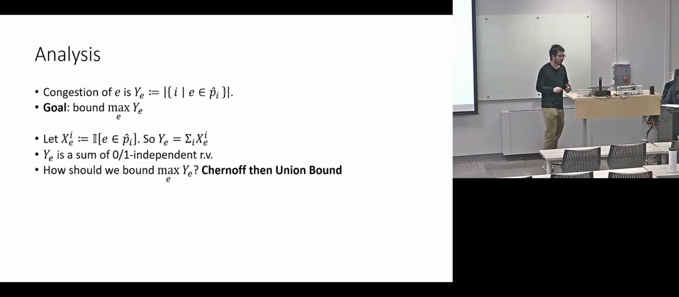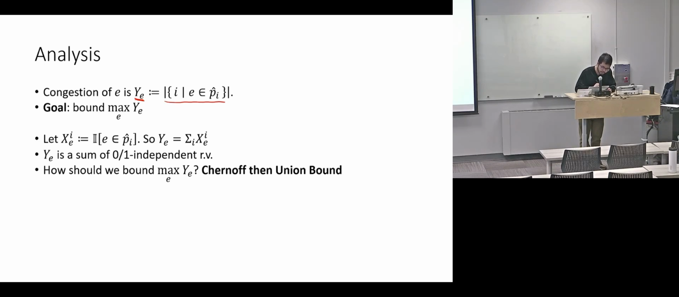Now it's about bounding the congestion. Let's say that Y_e is the congestion of e, which is just like I just count for each pair whether the path that we choose for pair i contains e or not. That's the congestion of e, right? And we want to bound this thing, the maximum congestion. Okay.